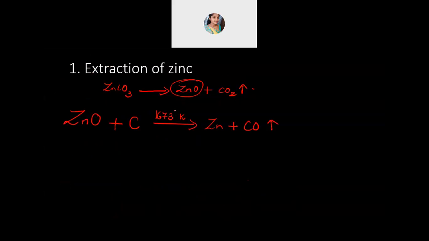Okay, extraction of zinc. So I said from zinc carbonate, after calcination, we are getting zinc oxide plus carbon dioxide. So zinc oxide is treated with your reducing agent, which is coke here. This is the reducing agent. If you want that coke to react with oxygen, just mixing will not do. You have to heat them at a very high temperature. When you heat them at maybe around 1673 Kelvin, it will give you your metal plus carbon monoxide is formed.